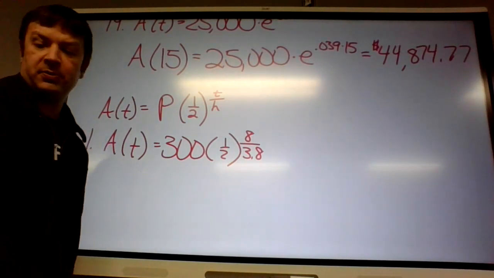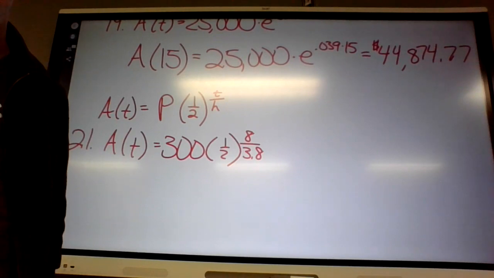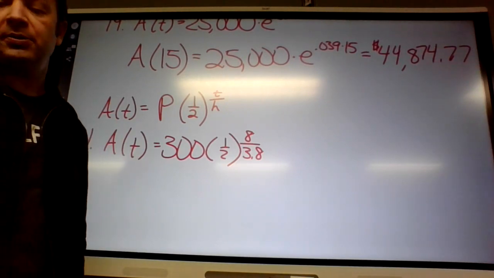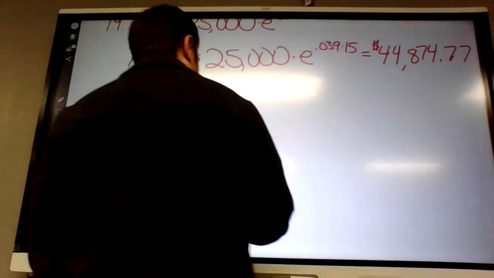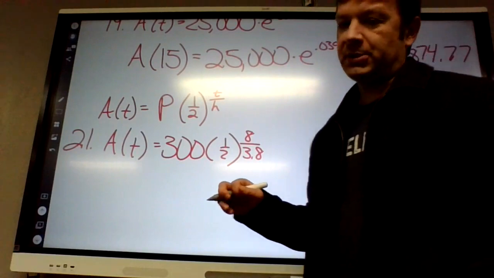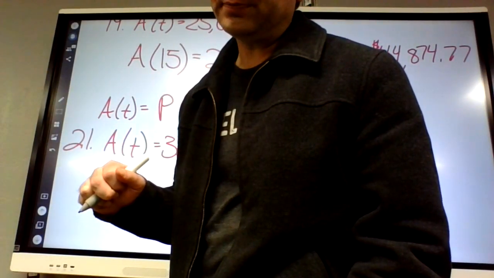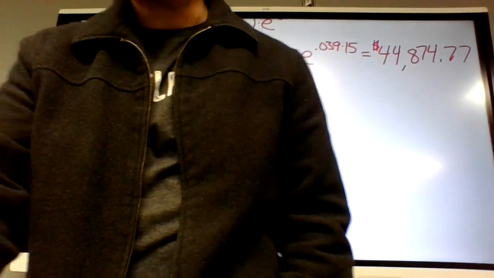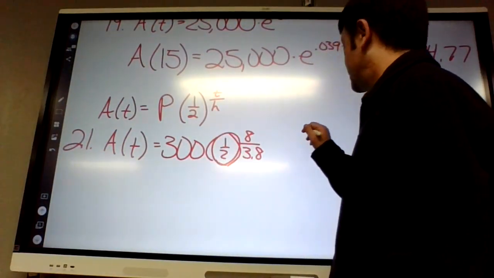I think they just want us to plug that in. Oh, no, these questions, 20 and 21 have a lot of questions on it. So the first question is, what's the initial amount? 300. Actually, it doesn't ask that. It says, state the growth factor. What's the growth factor? It's this number in parentheses.